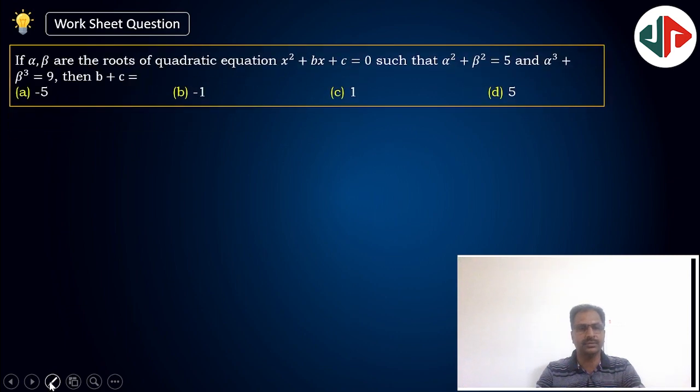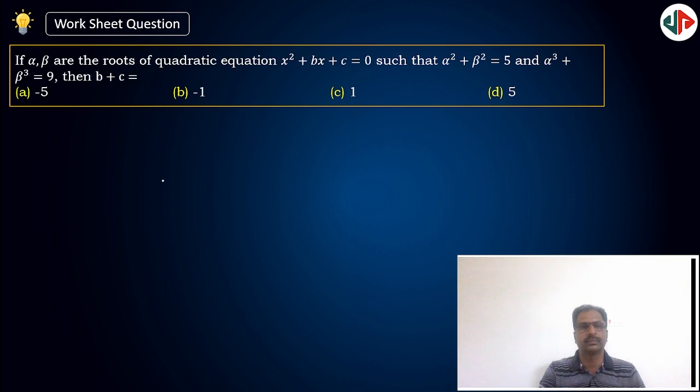Let us start doing worksheet questions from quadratic equations. First question. Alpha and beta are the roots of the quadratic equation x square plus bx plus c is 0, such that alpha square plus beta square is 5 and alpha cube plus beta cube is 9. And what is b plus c?